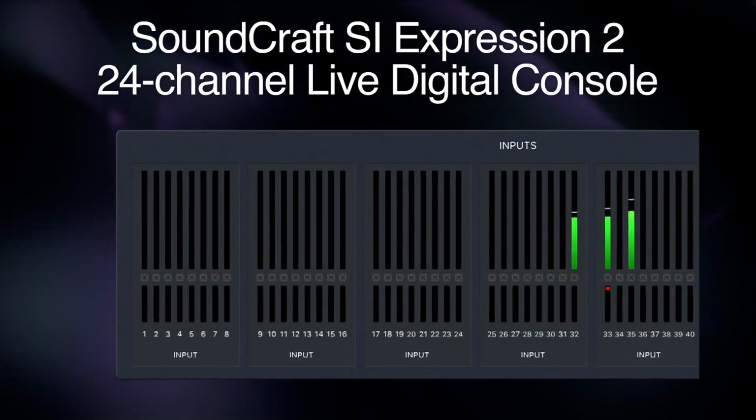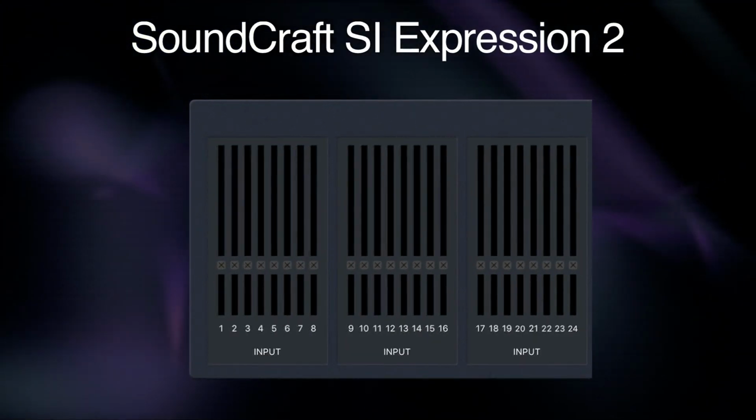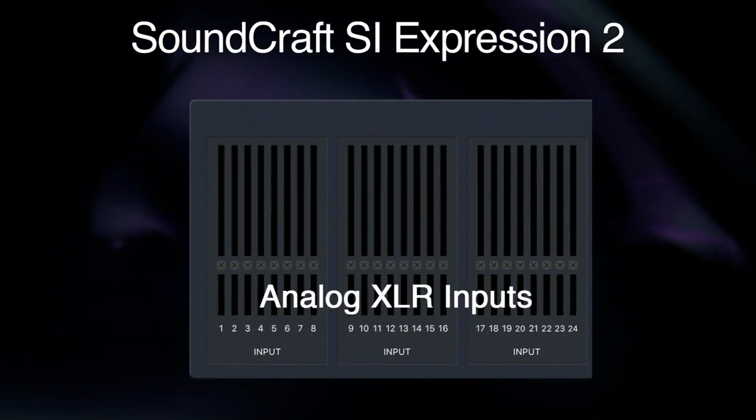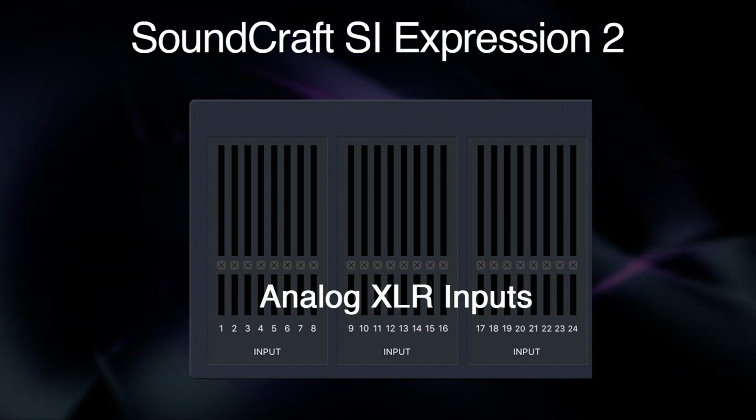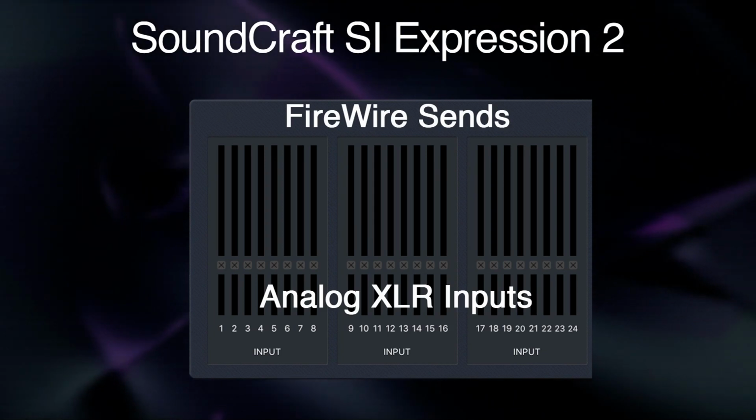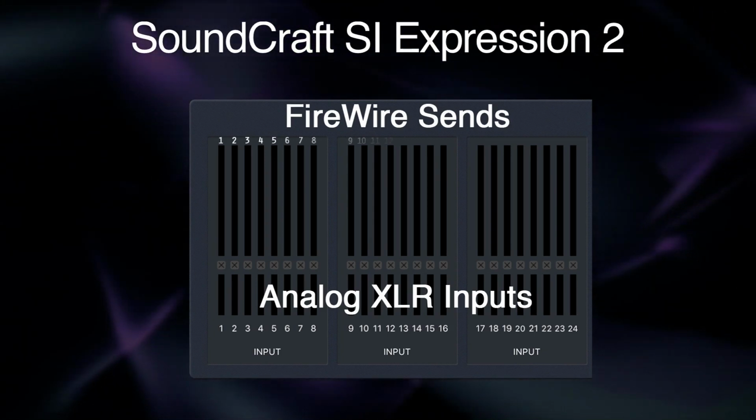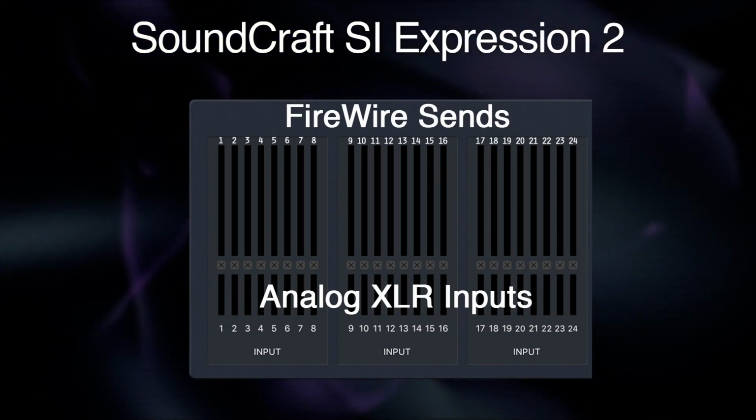Let's take a closer look at our inputs. The first 24 channels of our console are analog XLR inputs. Each of the 24 analog XLR inputs will be duplicated and sent down the FireWire bus on the same related channel.